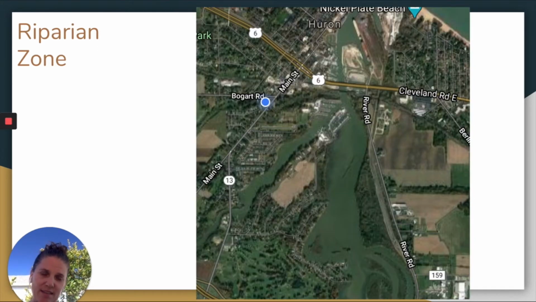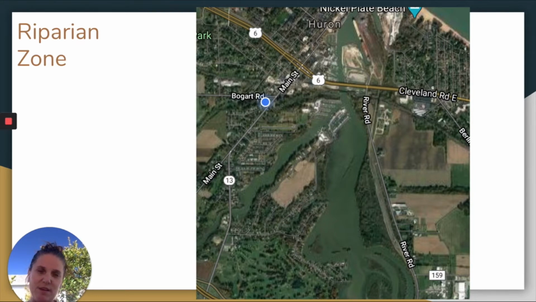Now, if you look at the Huron River, there's probably less of a riparian zone that you can see because you have things like marinas and docks and housing developments.